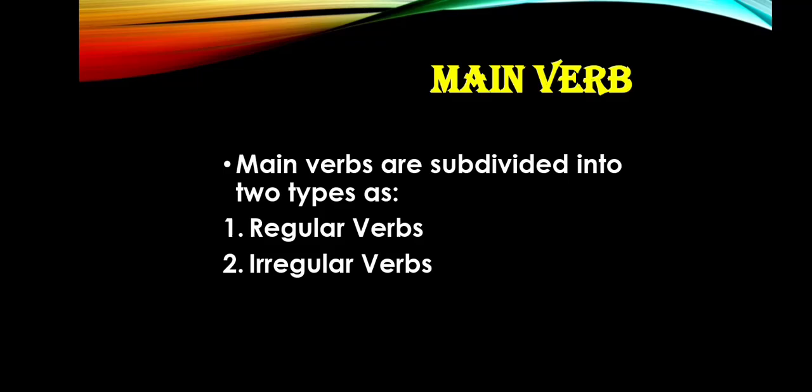Then what is main verb? For example, play, work, wash, drink, speak. These are the verbs which describe action mainly. So they are known as main verbs in the sentence. Main verbs are subdivided into two types. The first is regular verbs and second irregular verbs.